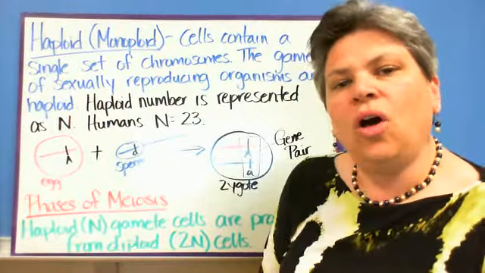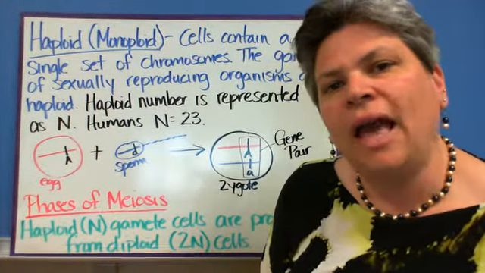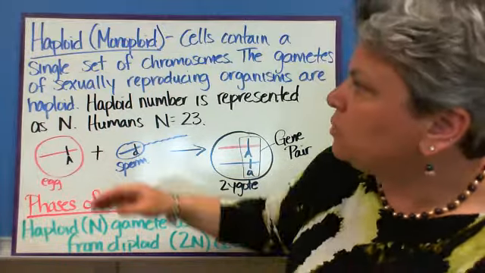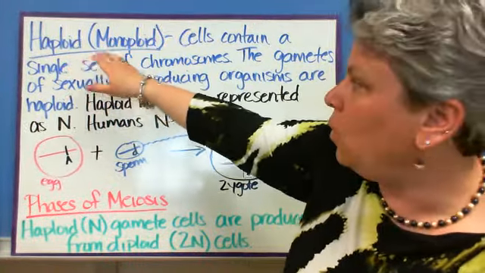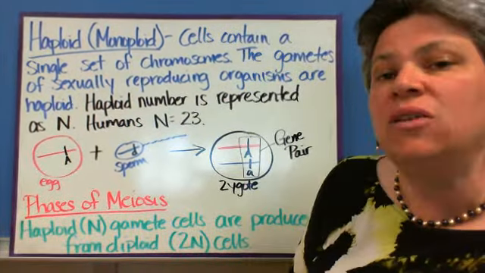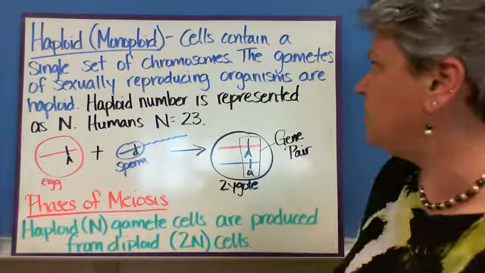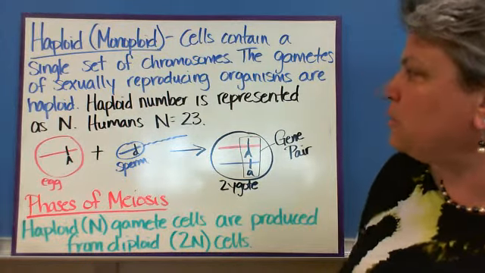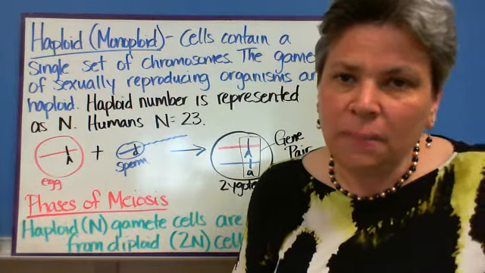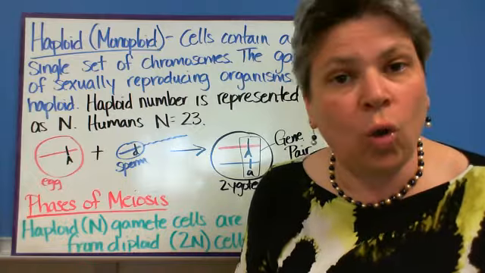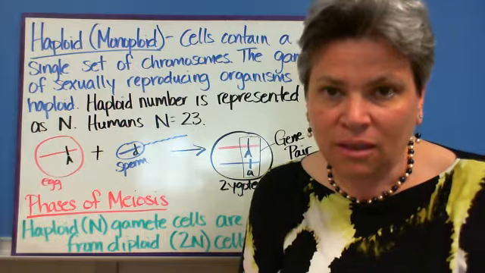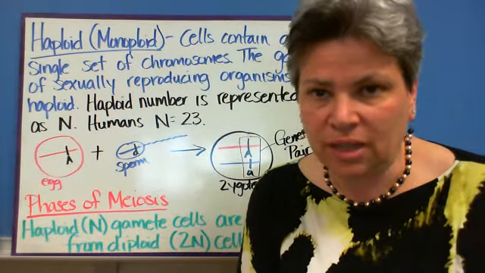Okay, so what do we call those cells that only have one copy? The gametes that we produce, the sperm and the egg. Those are referred to as haploid or monoploid cells. They're cells that contain a single set of chromosomes. The gametes of sexually reproducing organisms are haploid. Think about that for a minute. If you're going to pass on your genetic information and you're only giving half, then that means that you have to be giving a half of what your cells have.